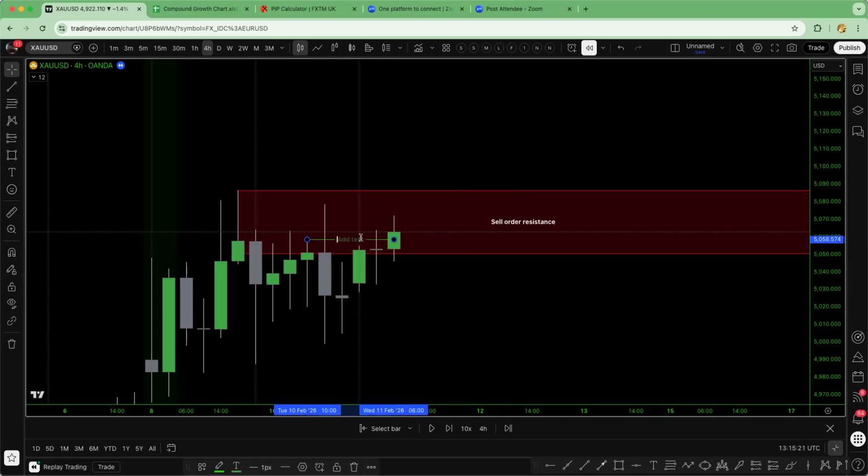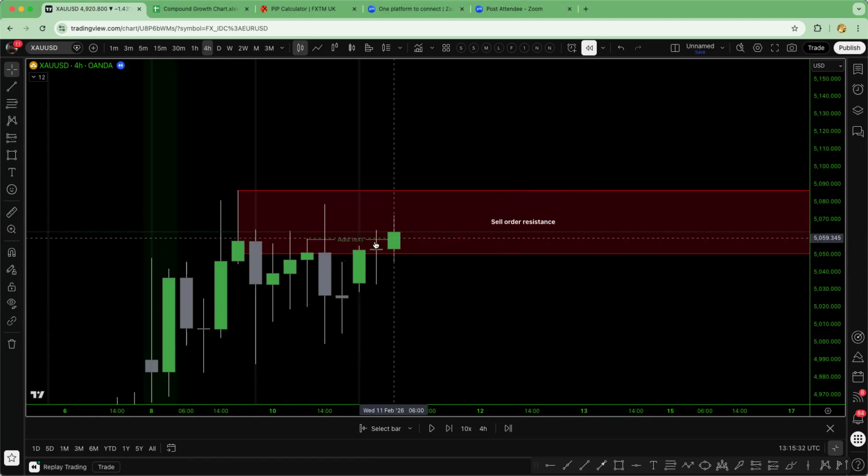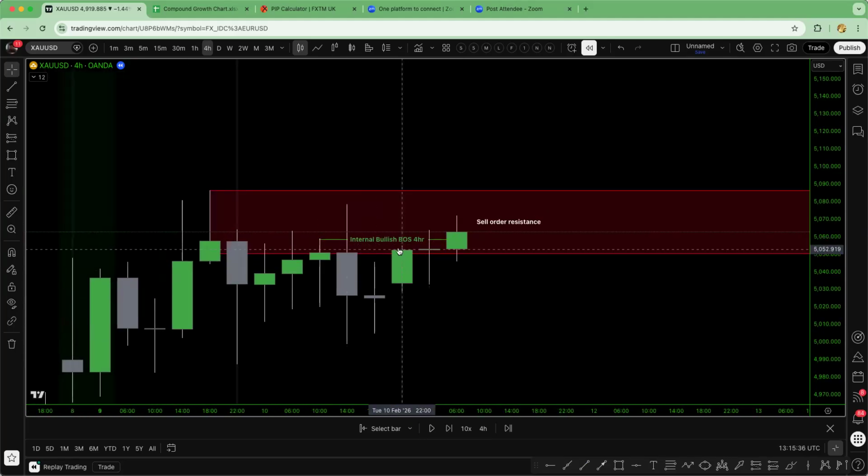So this is my internal bullish BOS 4-hour. Boom. Might not be able to fit all the information in there unless I zoom in. But yeah, this is my internal bullish BOS. This is giving me an indication that buyers have stepped back into the market. This is what we're seeing here.